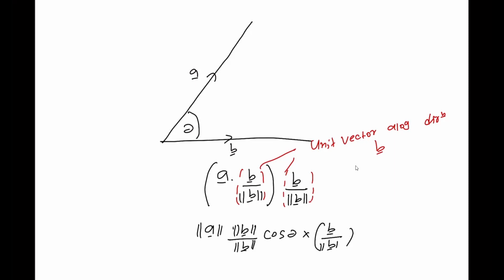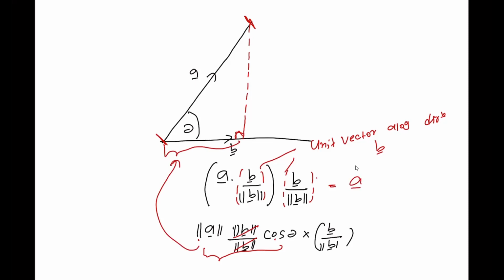So you can cancel this out, and you have A's norm times cos theta. It is the length of this vector. If you draw a perpendicular line like this, this part corresponds to the length of this part. This whole thing we call the projection of A along the direction of B.